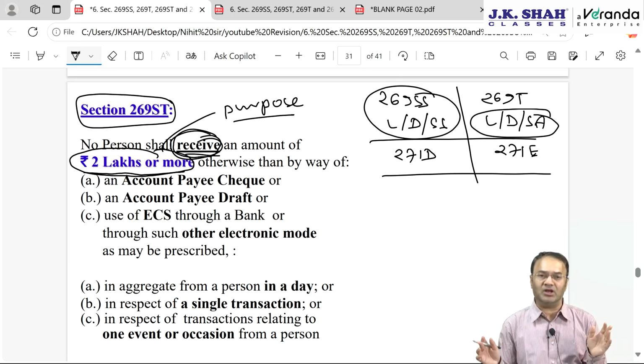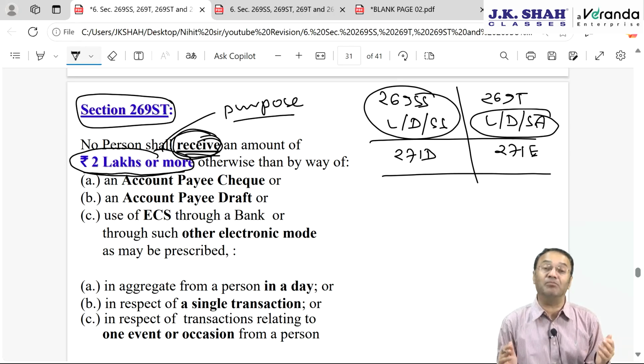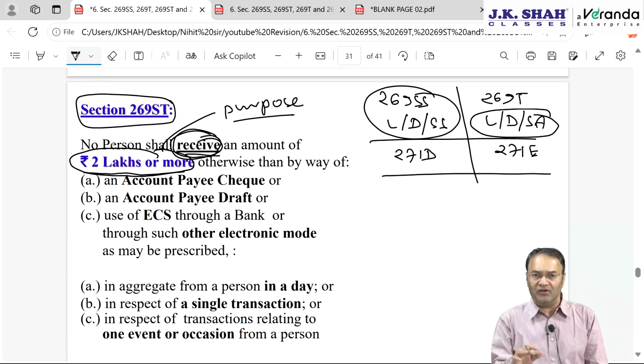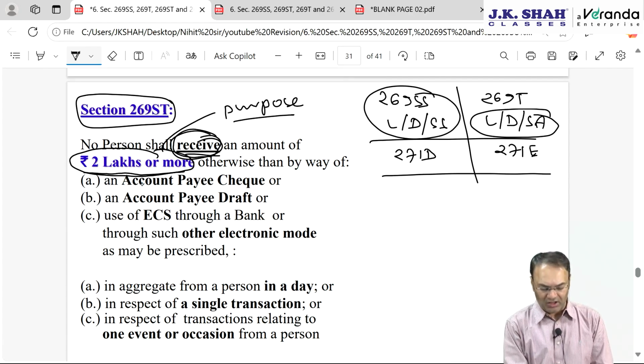Many people transact on a large scale in cash for big amounts, and the department doesn't come to know. How will the department come to know? It's only when a search or survey is conducted under income tax, if caught. But in the exam, you are the income tax officer. Everything is in front of your eyes. If the institute asks you a question saying this is what has happened, Mr. X has accepted 3 lakhs cash, you have to charge penalty.